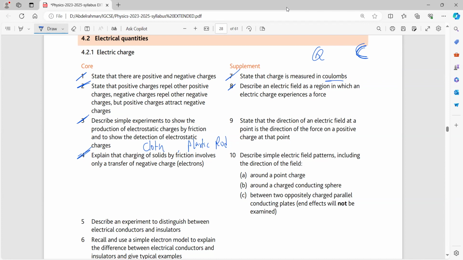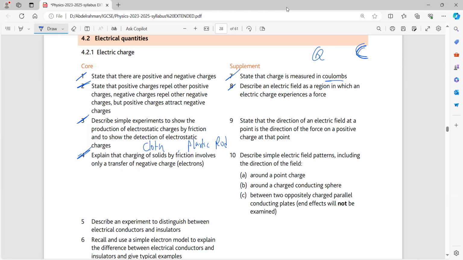If I have a positively charged point, this charge will have a region around it. If I approach another charge, if it's another positive charge, it will repel. If it's a negative charge, it will attract. Why will it attract or repel? Because it has entered the region. When two charges enter each other's regions, we call it electrostatic force, either repulsion or attraction.